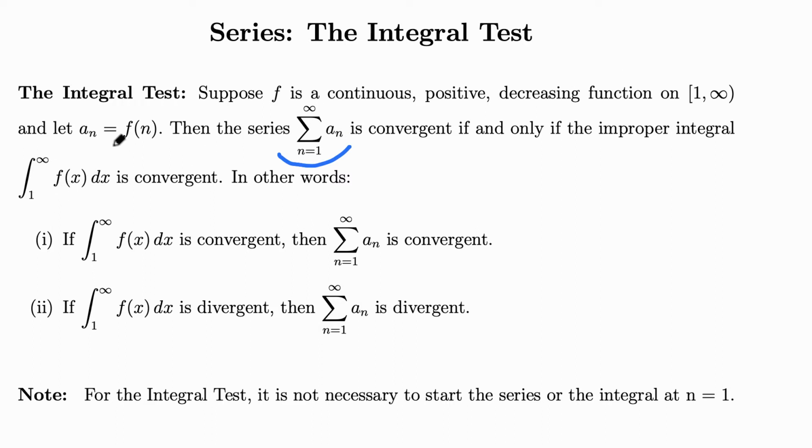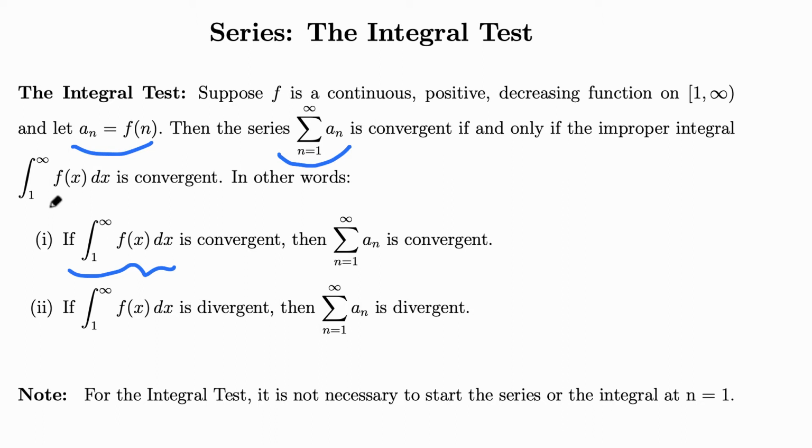And that a_n is being named as the function f. So this series and this improper integral behave the same. If this improper integral is convergent, then the series is convergent. And we've learned about this improper integral in a previous section.